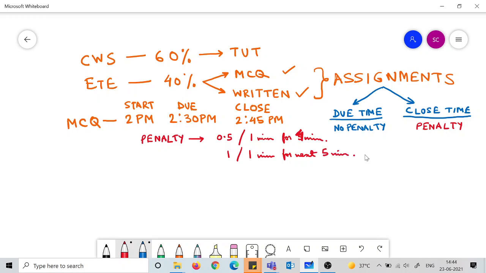and then it would be 1.5 marks per minute for the next 5 minutes. So you see 15 minutes are over now. After that, if someone has not been able to upload, then it is their bad luck, no marks would be given for the MCQ part. So this much time we are allowing, and we will not listen to any excuses that the internet failed or anything. So we are giving some time for the upload.